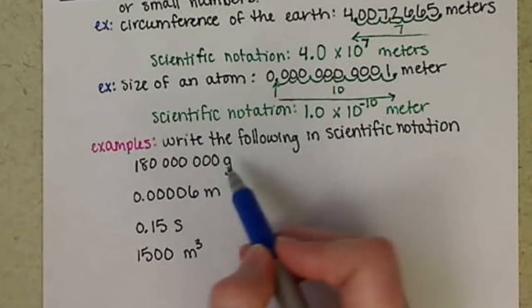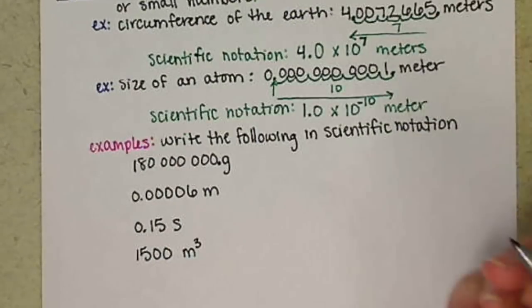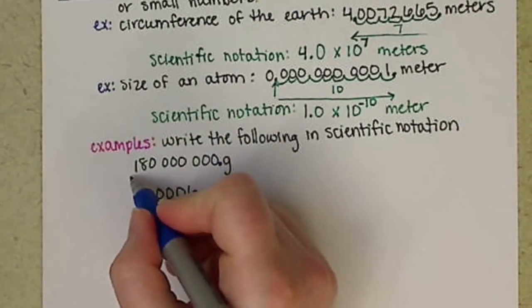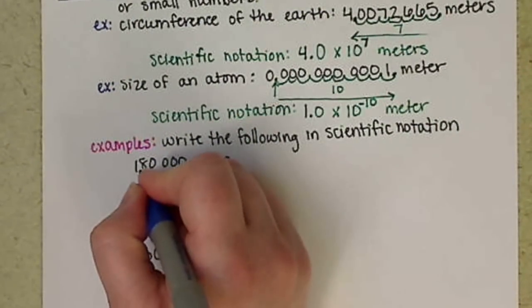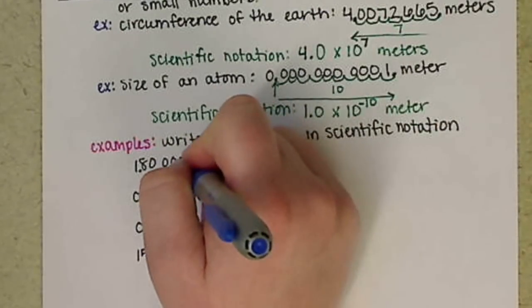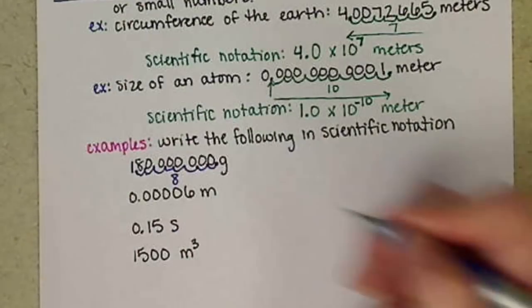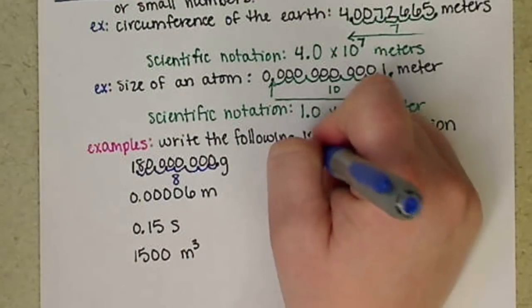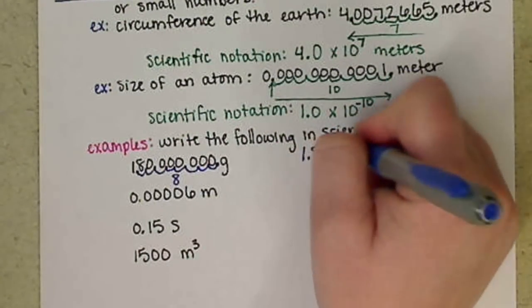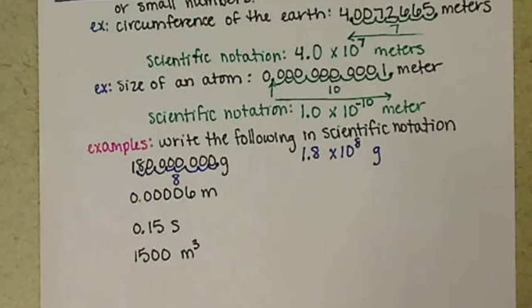All right, so here's our explanation. We have our first value here. We're going to find our decimal. We're going to move it to the left. We want to put it in between the 1 and the 8. We're going to move this 1, 2, 3, 4, 5, 6, 7, 8 times. So we have 1.8 times 10 to the 8, and we put our units at the end.